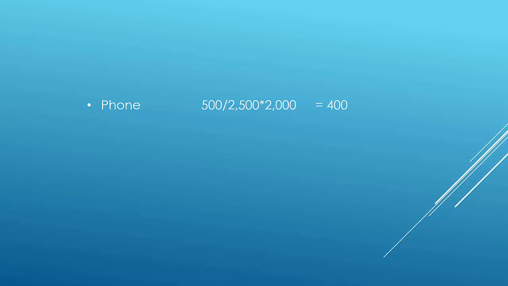So if we focus on the phone, for example, the phone has a standalone price of $500 out of the total standalone prices of $2,500. So what we're saying here effectively is that on a standalone price basis, the phone represents 20% of the combined goods and services being sold. So 20% of $2,000 is $400 gets allocated to the phone.